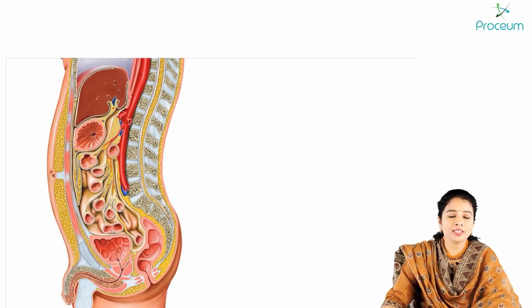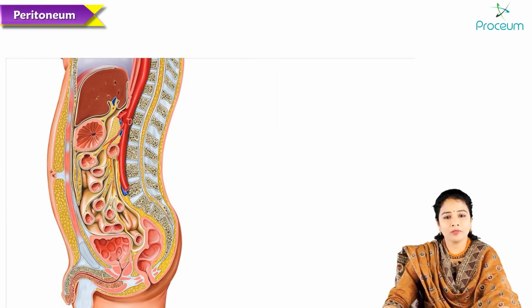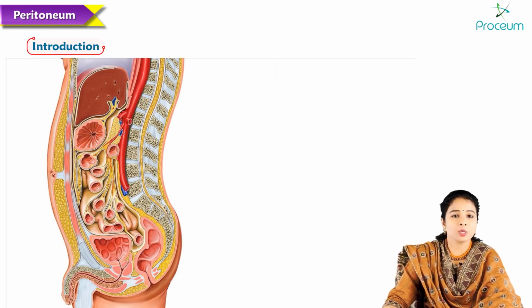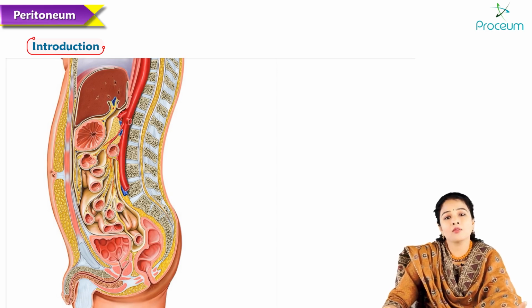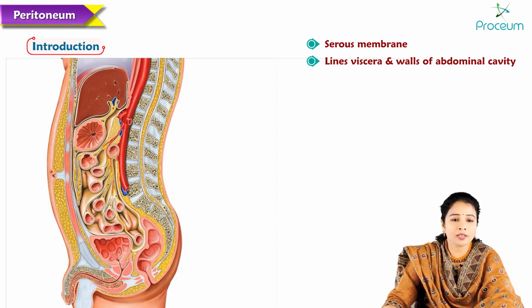Hello everyone, today's topic is on peritoneum. So in today's topic we are going to understand about the peritoneum, its reflections, peritoneal sac and what are retroperitoneal organs. So peritoneum is the serous membrane which lines the viscera and the walls of abdominal cavity.